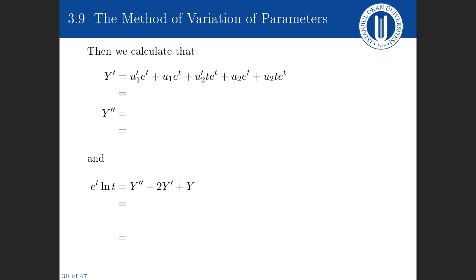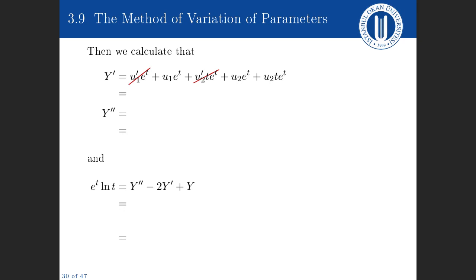Now we can do our calculation. I need to differentiate capital Y two times and then put into the differential equation and see what I get. Differentiate y once, we get u1 prime e to the power t plus u1 e to the power t plus u2 prime t e to the power t plus u2 e to the power t plus u2 t e to the power t. But remember, we have this extra condition.